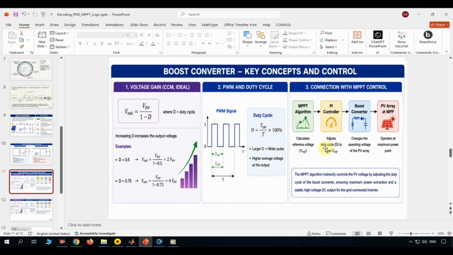Finally, let's connect this back to the MPPT. The MPPT algorithm does not directly change the photovoltaic voltage. Instead, it changes the reference voltage. The PI controller adjusts the duty cycle. The duty cycle controls the boost converter. Finally, the boost converter changes the operating voltage of the photovoltaic array. In this way, the MPPT algorithm continuously drives the PV array toward its maximum power point, while simultaneously supplying a stable high-voltage DC output for the grid-connected inverter.